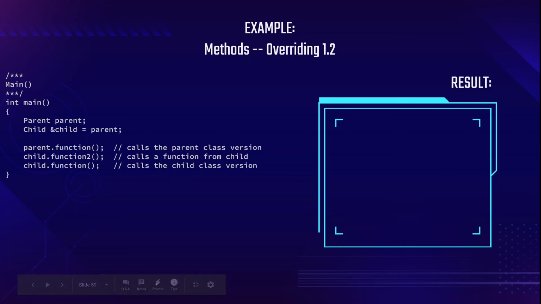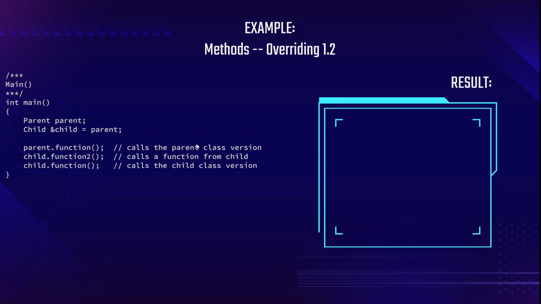In main, we have type parent, we're going to call it parent, and child, we're going to call it as a reference, and we're going to set child equal to this parent type. It'll be allowed to do that because we're inheriting. So, let's call the parent version of this function, and call the child version of function 2. Because it's within child, I didn't necessarily need to write it, but it's easier. And then the child version of function.